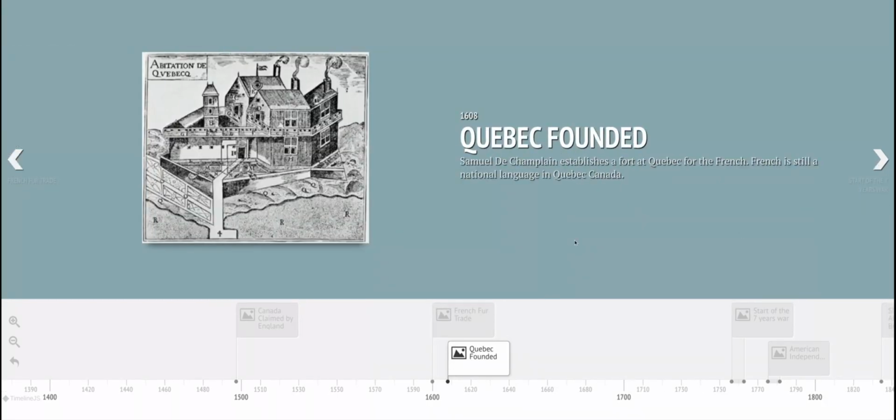In 1608, Samuel de Champlain established a fort at Quebec for the French. And French is still a huge heritage in Quebec, especially, but a lot of Canada. In fact, Canada has two national languages, English and French. So Samuel de Champlain establishes a fort at Quebec on behalf of the French. That's 1608. Here's a drawing of that fort.